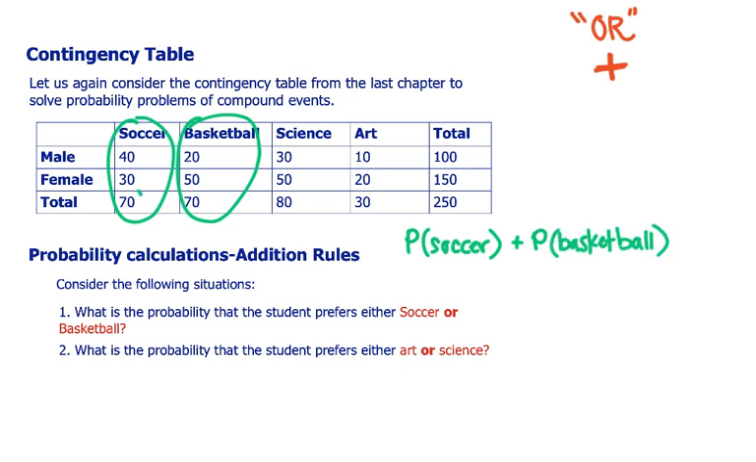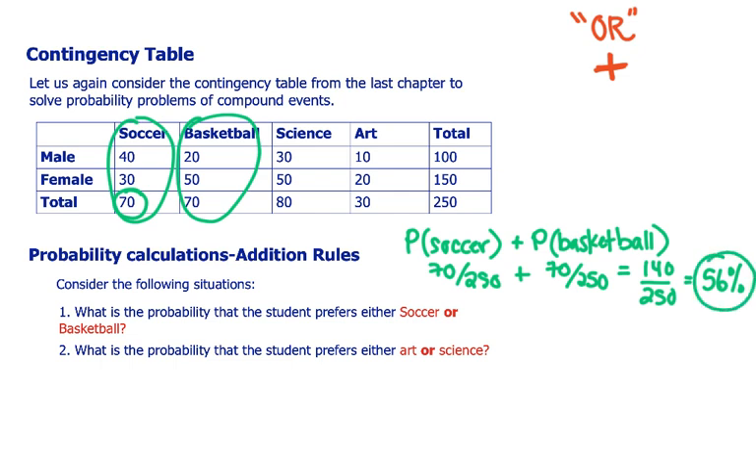So we look back up at the table, there's 70 out of 250 soccer players and 70 out of 250 are basketball players, which is 140 out of 250. If we wanted to turn that into a percentage, that is 56% are either soccer or basketball players.